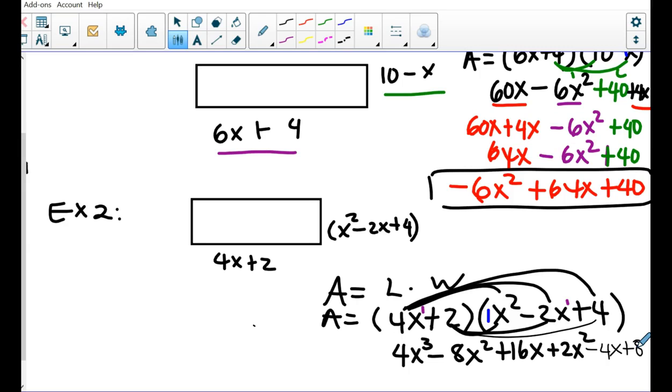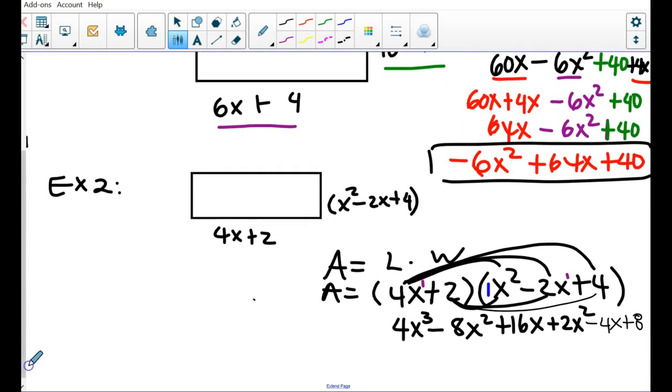Once you distribute it, go ahead and underline your like terms with the same number of underlines so you can add them. So you're going to say 4x cubed, put 1 underline. Is there anything else with an x cubed? No, there's not. Minus 8x squared, put 2 lines under it. Is there anything else with x squared? Yeah, there is. This one right here, plus 2x squared. 16x, is there anything else with an x? Yeah. So we're going to put 3 lines under it, the minus 4x. And then we have finally the 8 by itself that we don't have any like terms for. So we'll leave that alone.